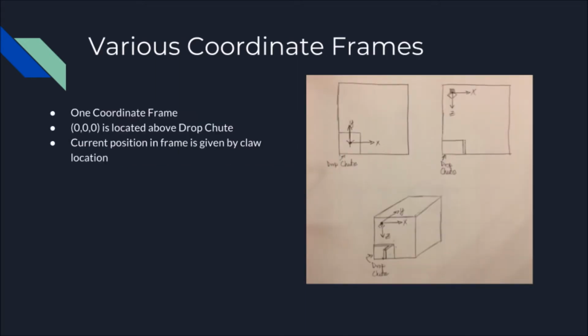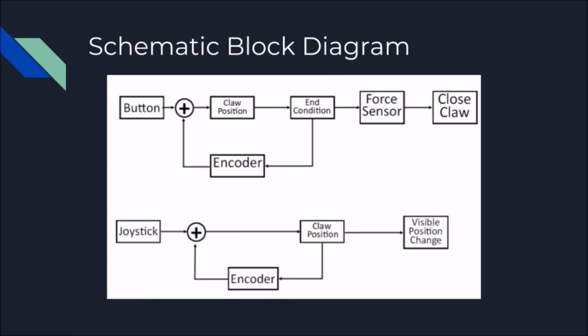There is only one coordinate frame in this control system. The origin point to this coordinate frame is where the claw goes to rest above the prize drop chute. The current position in the frame is given by the current claw location, with it always returning to the origin. The control laws that have been stated throughout the video can be seen in the following block diagrams. With the block diagram on top, it can be seen that the button actuation controls the claw position in the Z axis. After hitting the end condition, the force sensor closes the claw. The joystick moves the claw position, which is adjusted via an encoder, which results in actual position change.